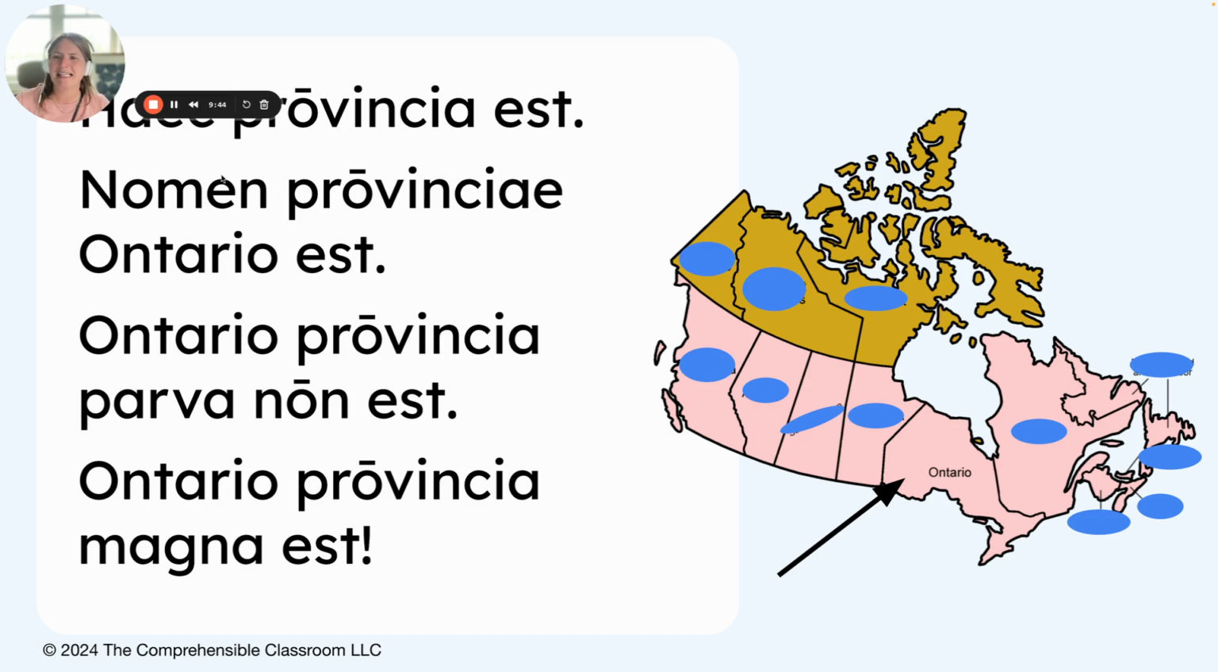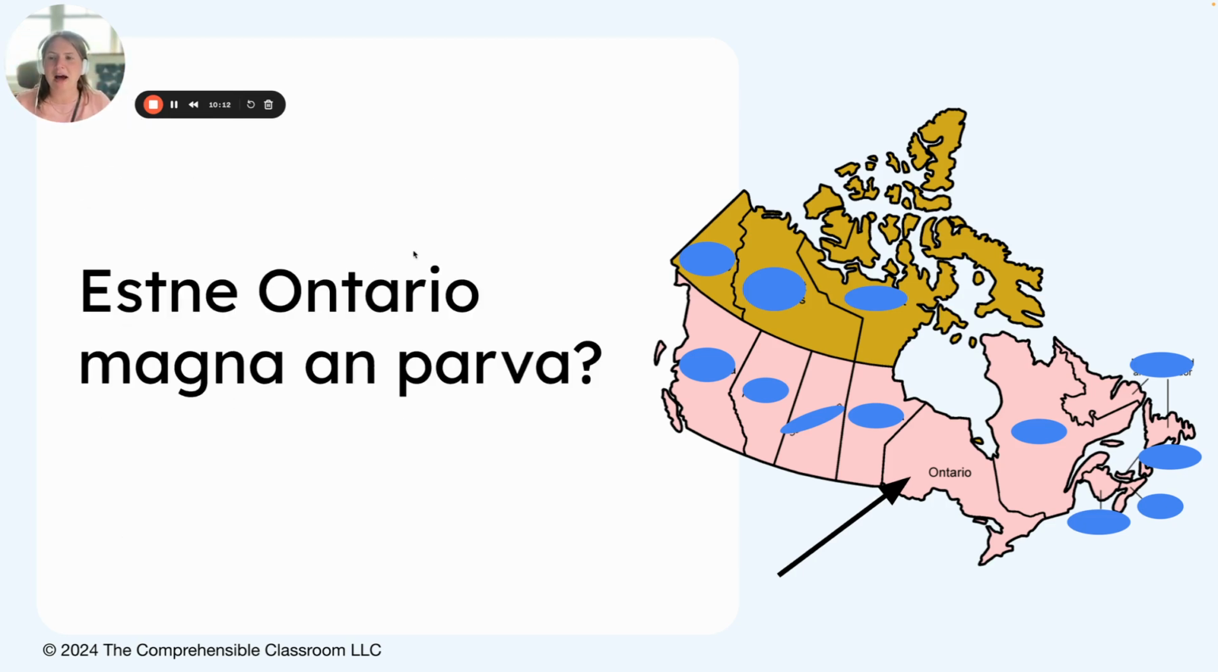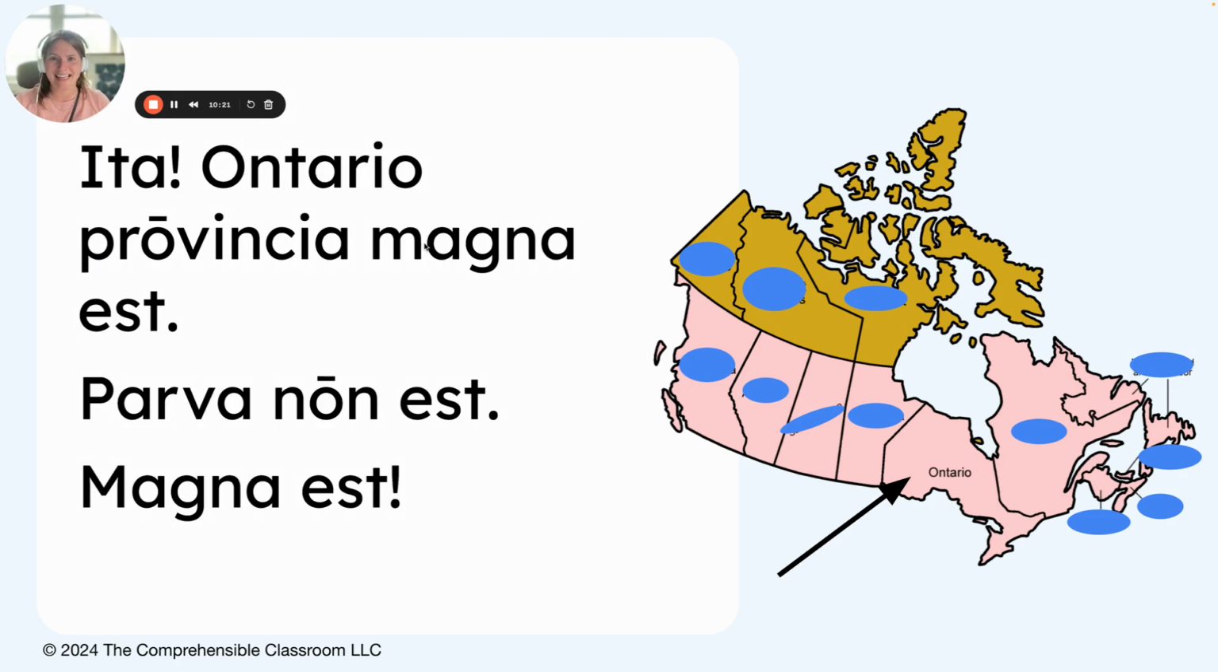Remember, the province's name is Ontario. Ontario provincia parva. Remember, we've got parva and magna. Ontario provincia parva non est. Ontario provincia magna est. Esne Ontario magna an parva? Ita. Ontario provincia magna est. Parva non est. Magna est.